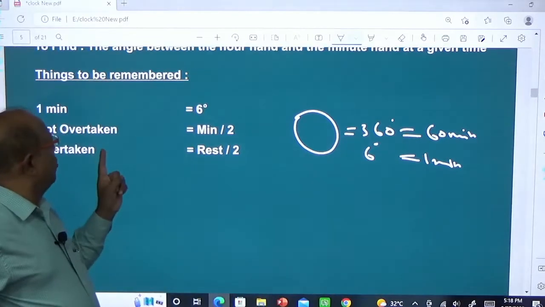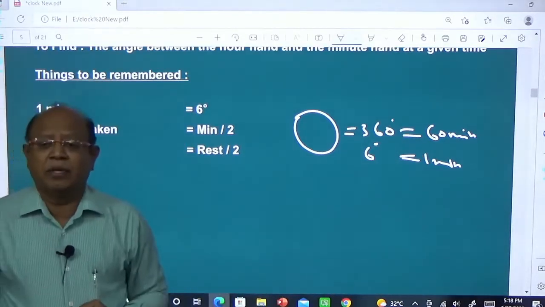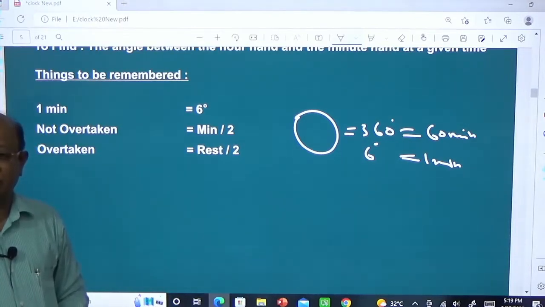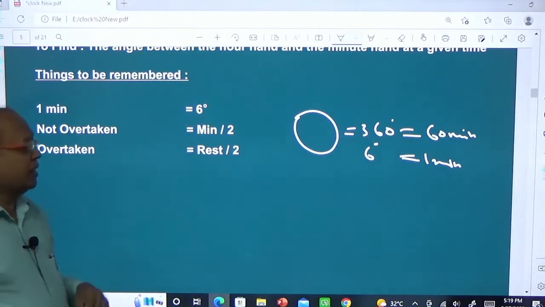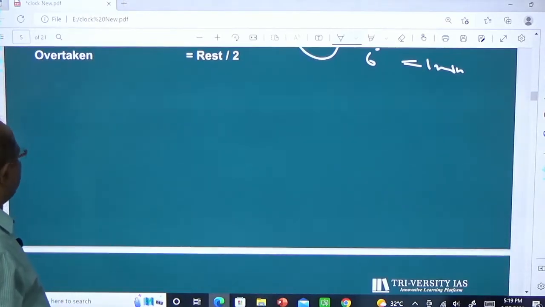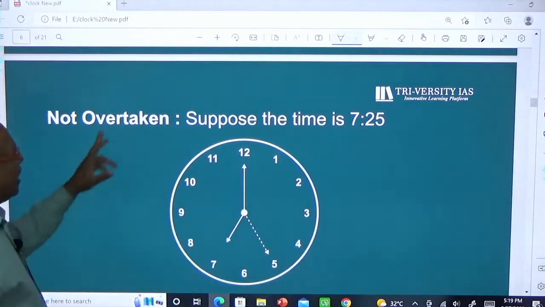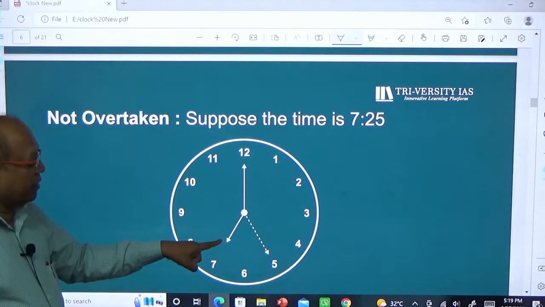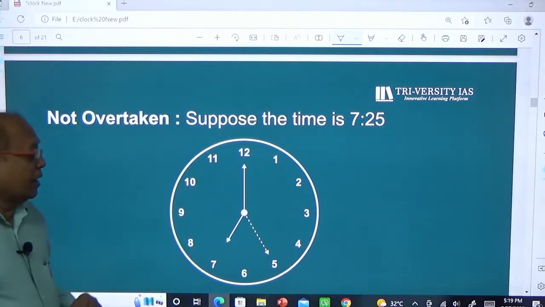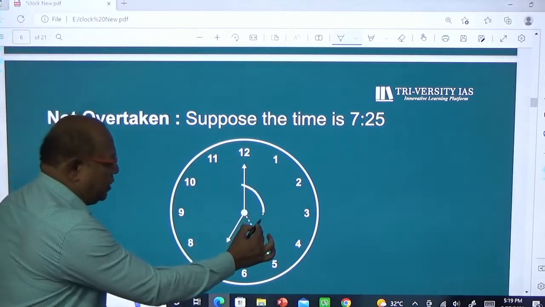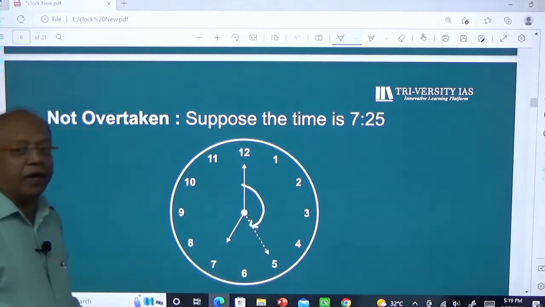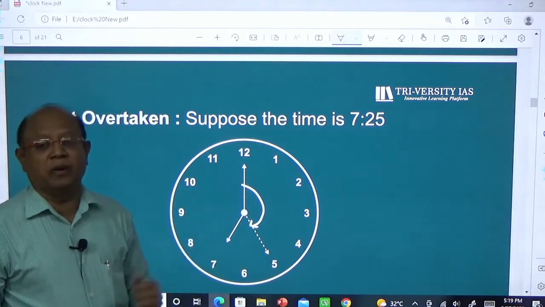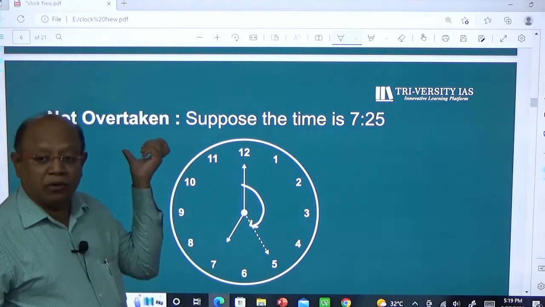Next, not overtaken: half of the minutes, and overtaken: the remaining, divided by 2. What does it mean? Let us see the concept of overtaken and not overtaken. First, not overtaken. Now, see 7:25. The smaller hand is at 7 and the bigger hand is at 12. Now, by 7:25, the minute hand has come to 5. That means it has not yet crossed, it has not yet overtaken the smaller hand. So it is called not overtaken.